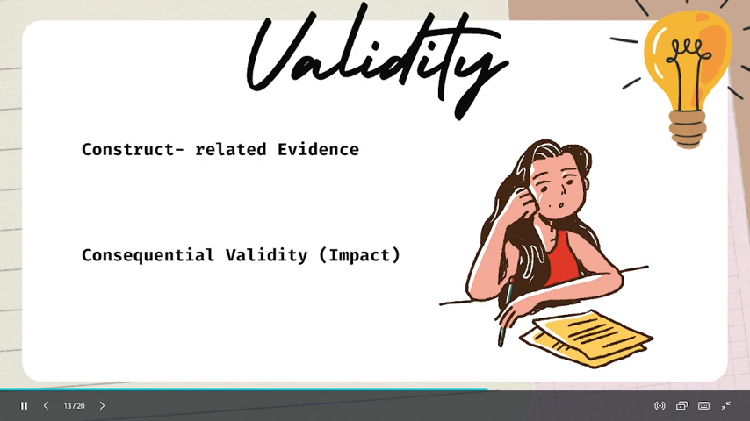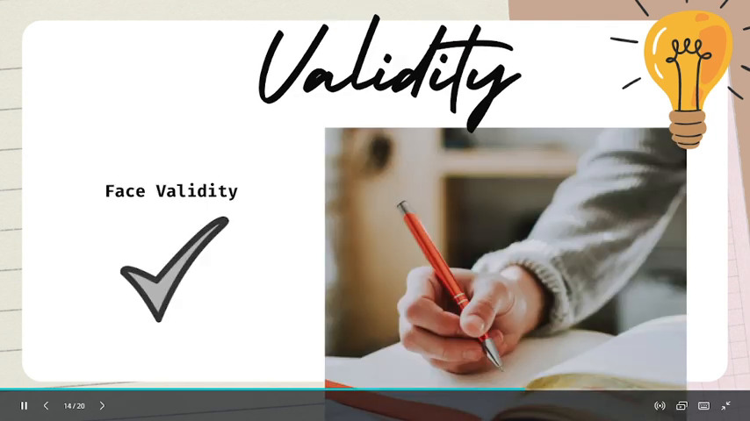Consequential validity is related with all consequences of a test. The last one is face validity, that refers to the degree to which a test looks right and appears to measure the knowledge or abilities it claims to measure.